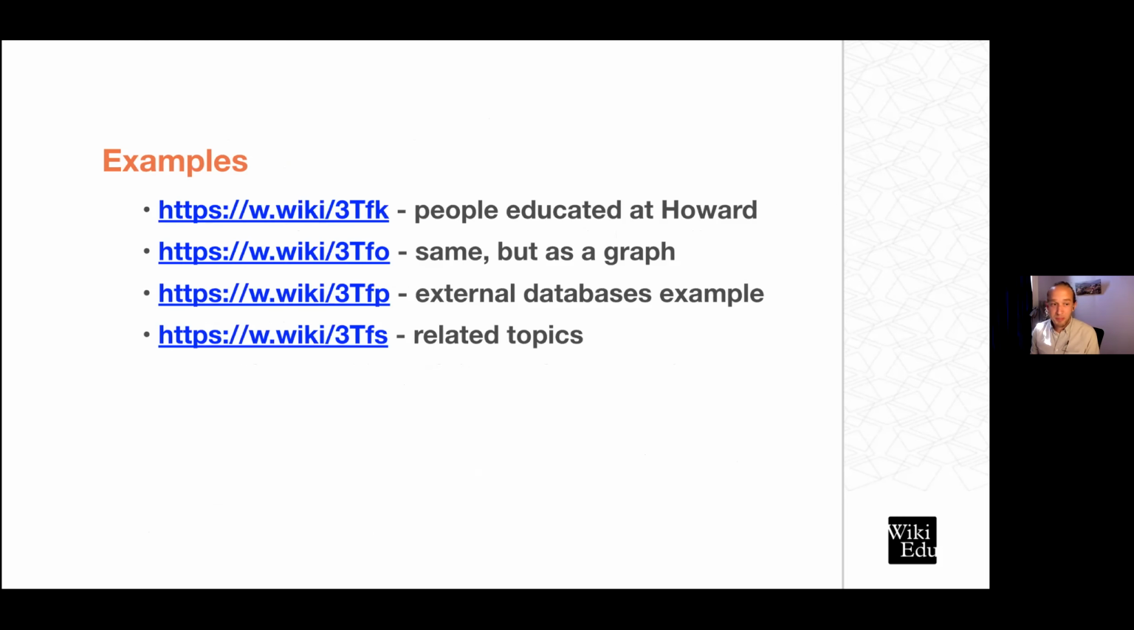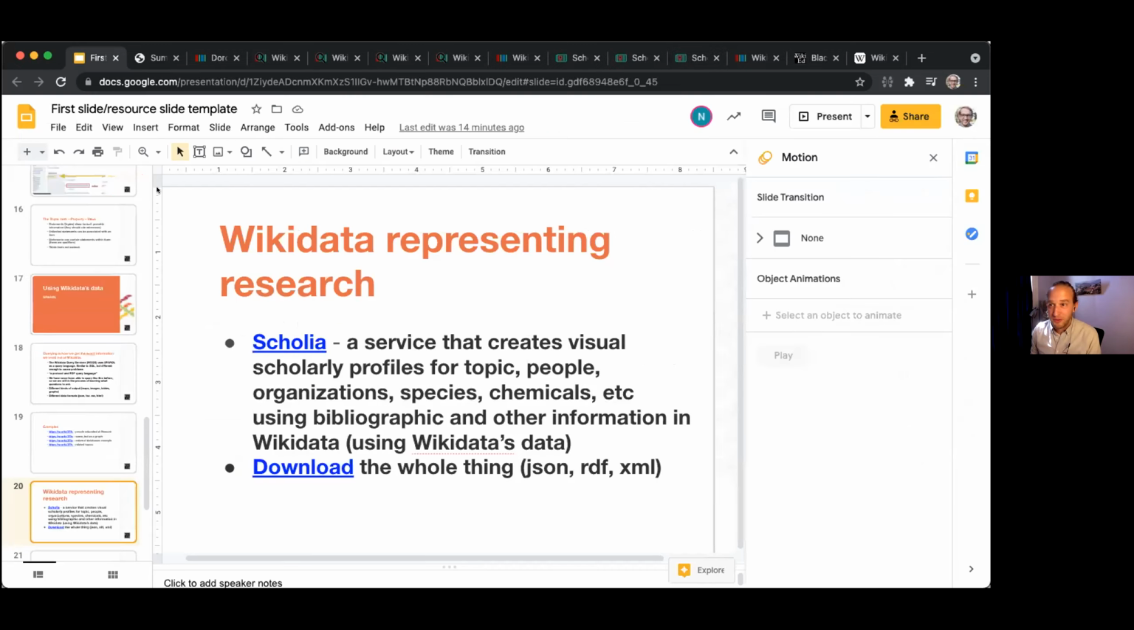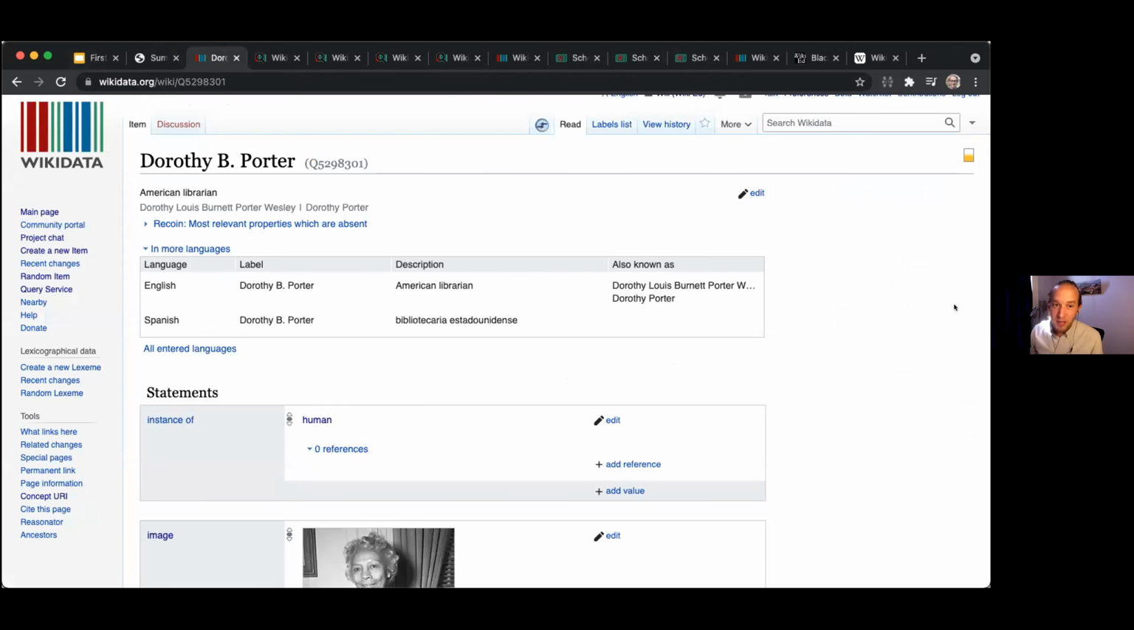So let's jump into a couple examples right now. I've pulled up a Wikidata page for Dorothy B. Porter, who is a librarian at Howard University.